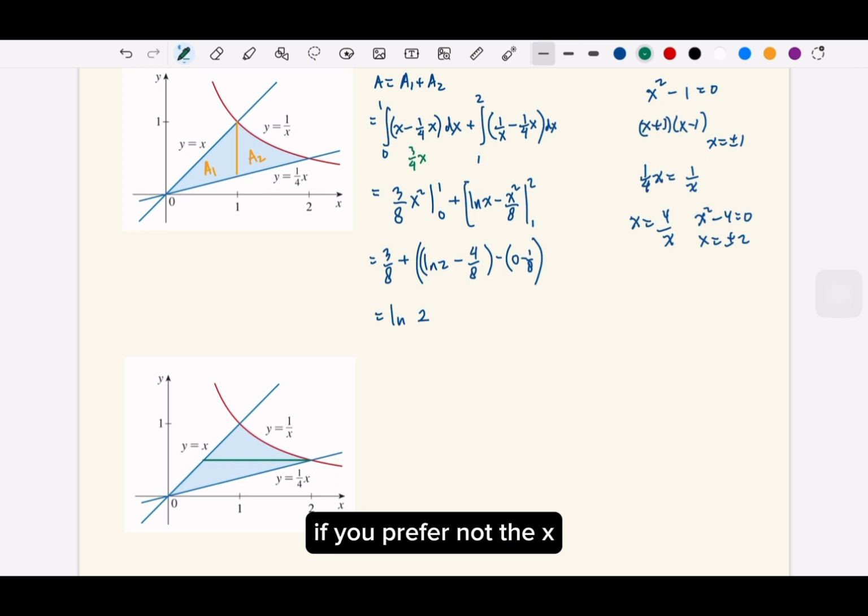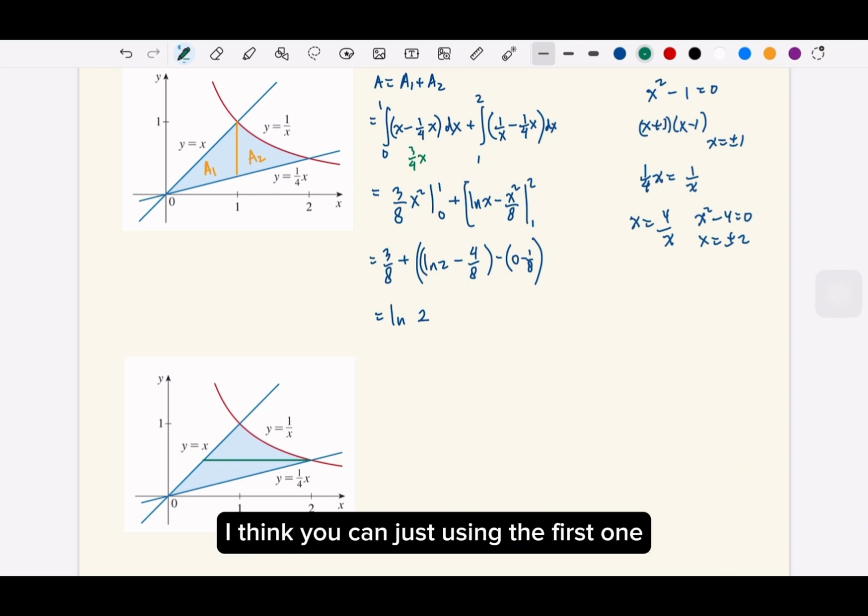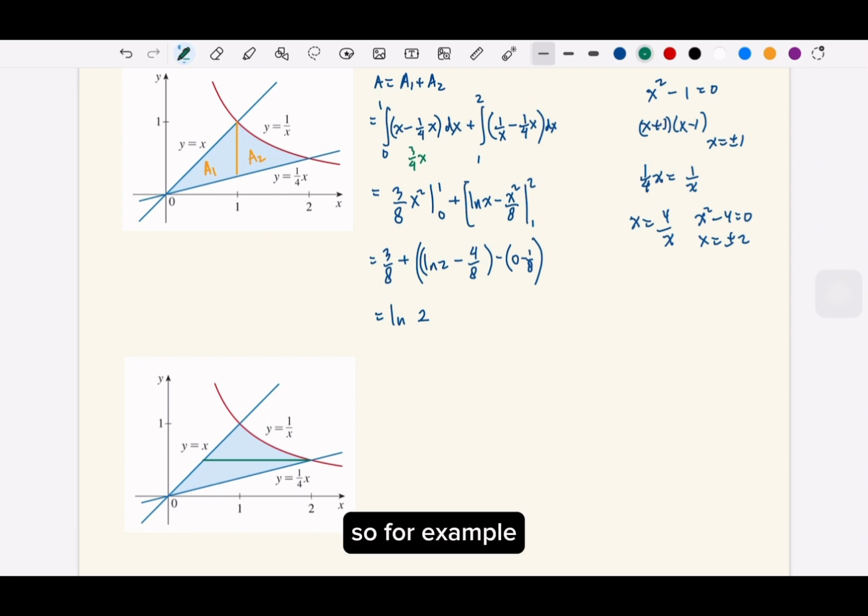If you prefer dx, I think you can just use the first one. Or if you want to use dy, then you need to write the function of y. So for example, for y equals 1 over 4x, it will be x equals 4y. So 4y is the function. Okay? So we can write here.